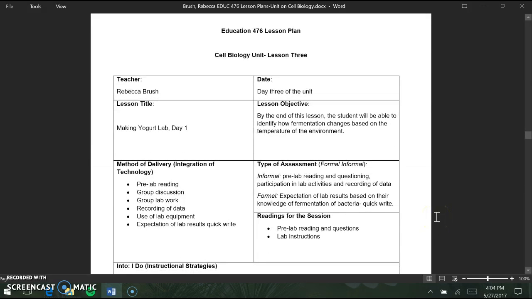The third lesson was when we actually started making yogurt, and this was fun. This is the one I actually taught in class, and the objective was to make sure they are able to identify how fermentation changes based on the temperature of the environment.